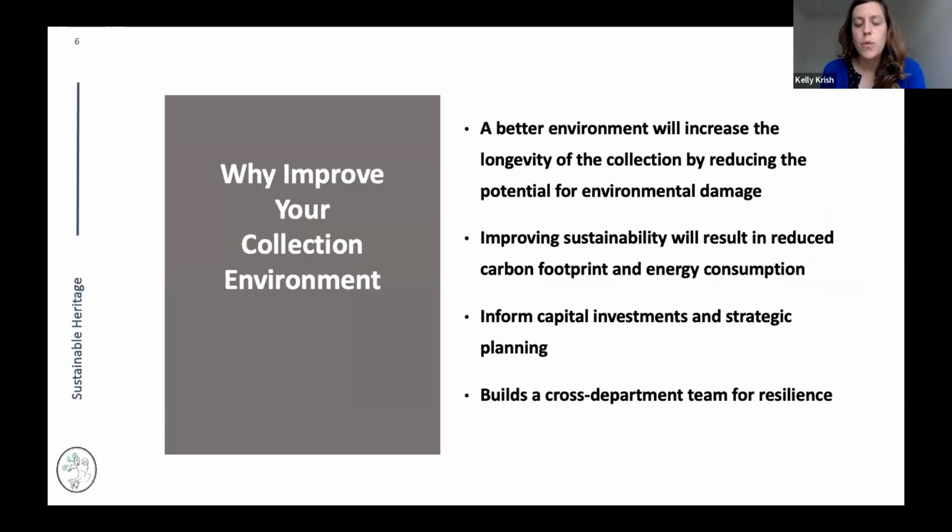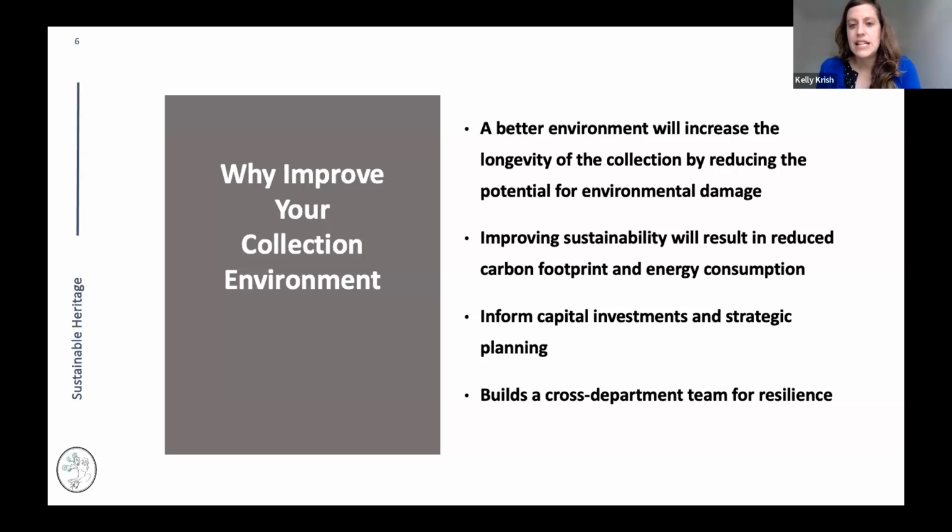So in terms of why we might want to improve a collection environment, I'm going to guess that probably a lot of the people on today's webinar are coming from a collections background. So temperature and relative humidity are two of the factors that can cause deterioration in collections. And so by addressing this, we're hoping to prolong the lifespan of our collections so that they can be around now and for future generations for access and research and such. The other bit of that is often we can improve our environmental management in ways that are not only good for the collection, but also improve sustainability.